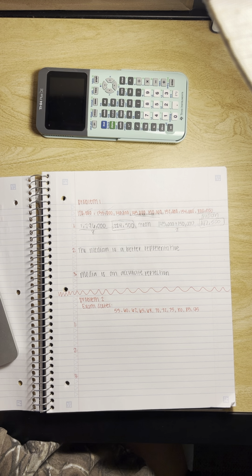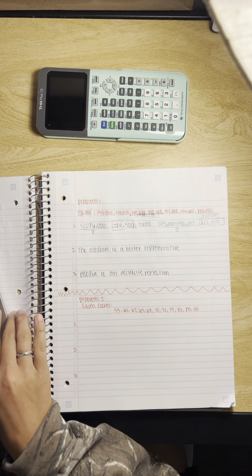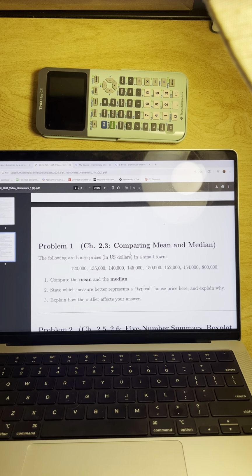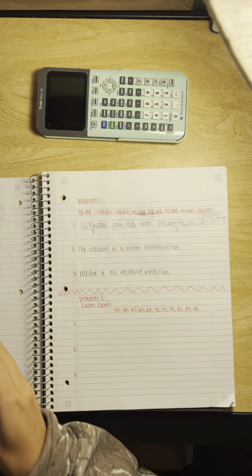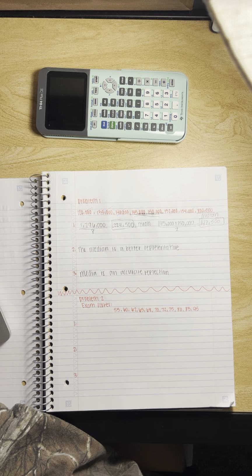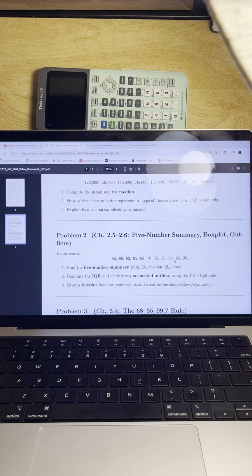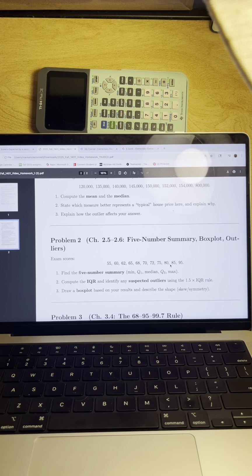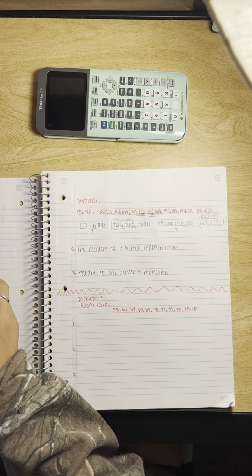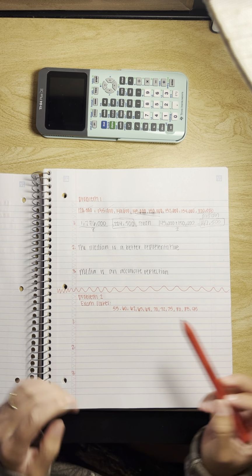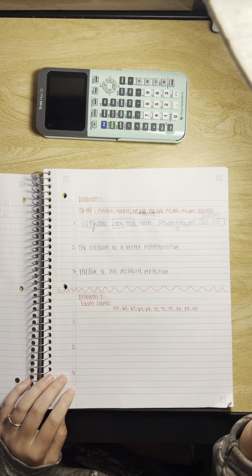I will show the first problem we did, which is this one. This is the one we just did. Okay, now we are on to problem 2, and I will put this up. For problem 2, these are the exam scores right here.